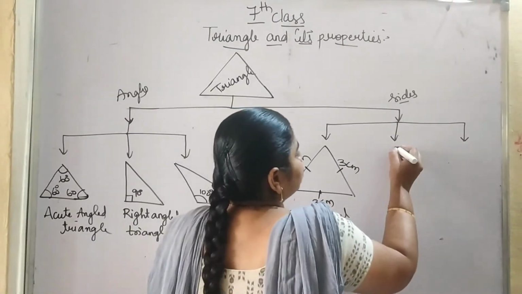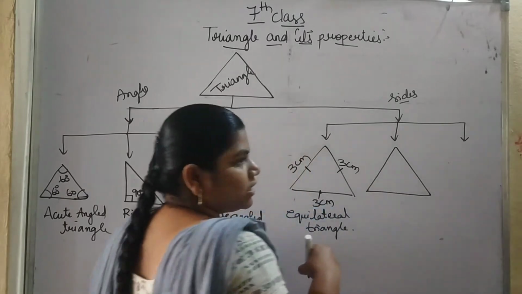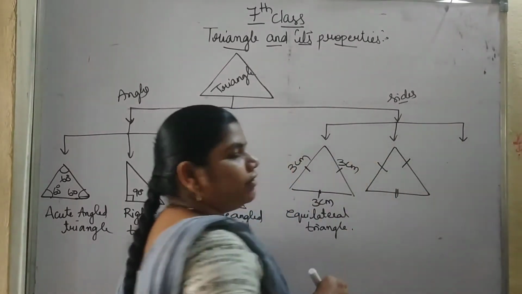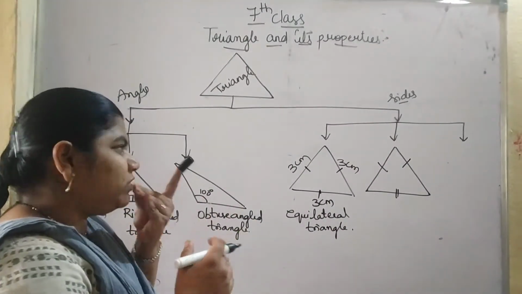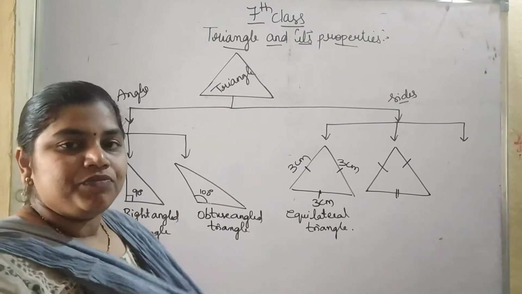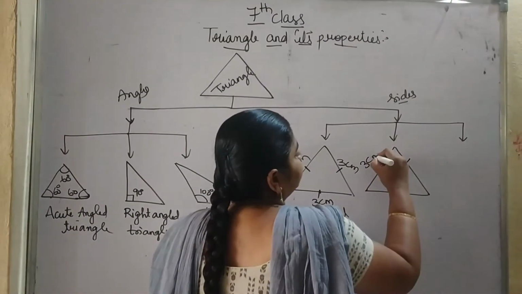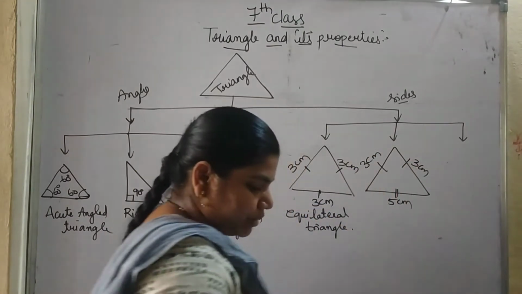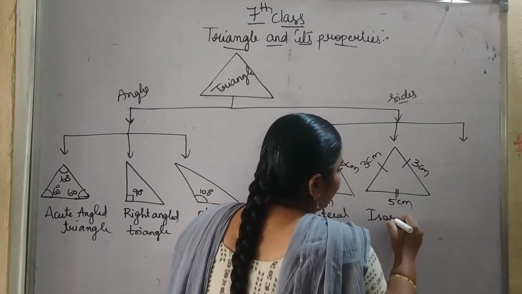Next is isosceles triangle. What do you mean by isosceles triangle? Isosceles triangle means two sides will be equal and one side will be different. The measurement for two sides will be equal and one side will be different. So that is called an isosceles triangle. So it will be 3 centimeters, 3 centimeters, and suppose you take 5 centimeters. So we call this an isosceles triangle.